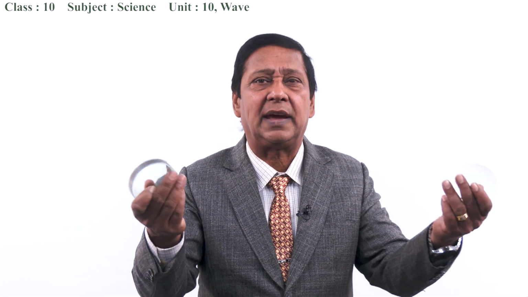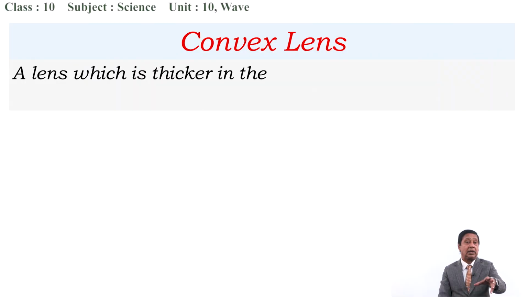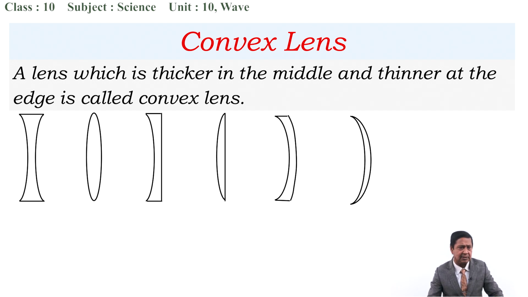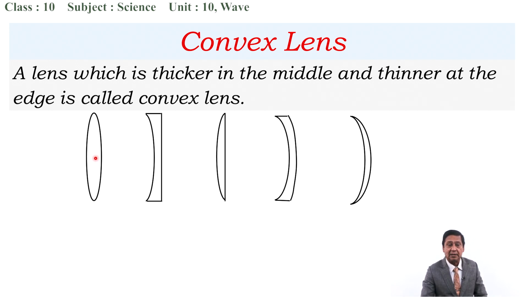How to define convex and concave? Let's go through that. What is convex lens? We can define it this way. A lens which is thicker in the middle and thinner at the edge is called convex lens. Thicker in the middle, just remember this. Look at this one, it is not thicker in the middle. It is thinner in the middle. That's why this is not a convex lens. This one is thicker in the middle but thinner at the edge.